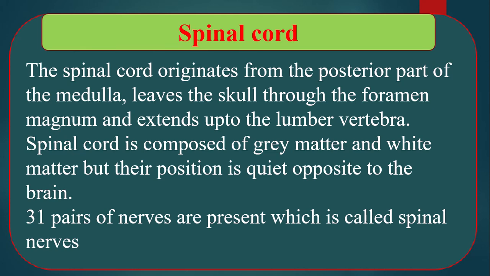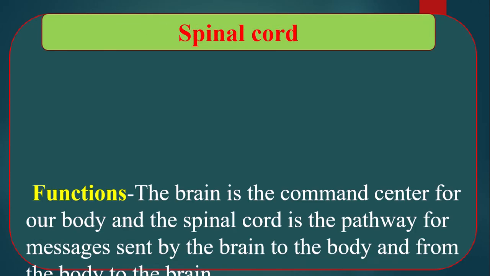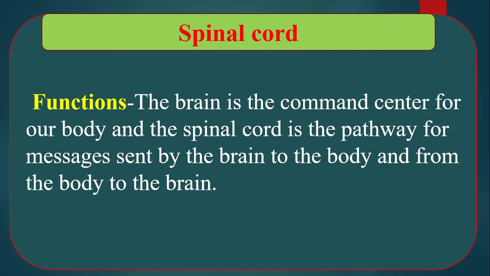31 pairs of nerves are present, which are called spinal nerves. Functions of spinal cord. The brain is the command center for our body, and the spinal cord is the pathway for the messages sent by the brain to the body and from the body to the brain.